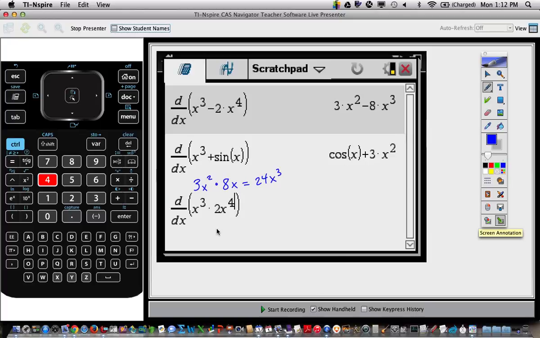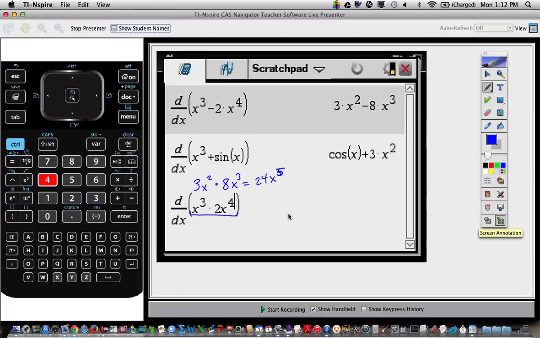But we know that's not right. Because if you multiply these, well, we know it's not right for a lot of reasons. And so this would be 8x cubed, and 3x squared times 8x cubed would be 24x to the fifth, right?